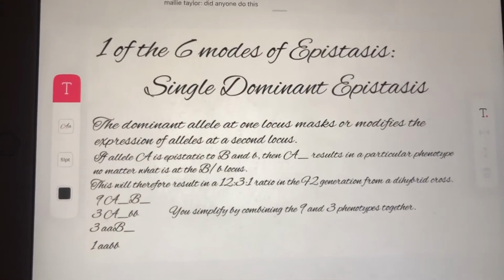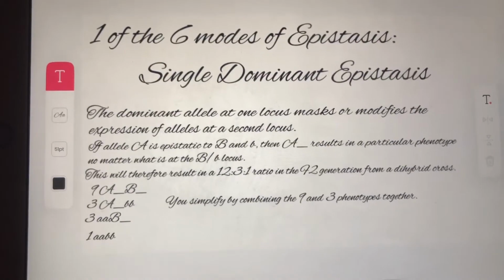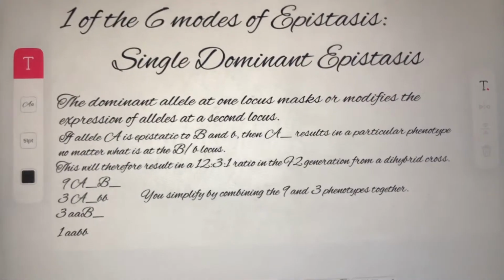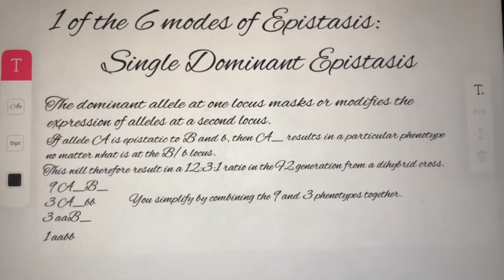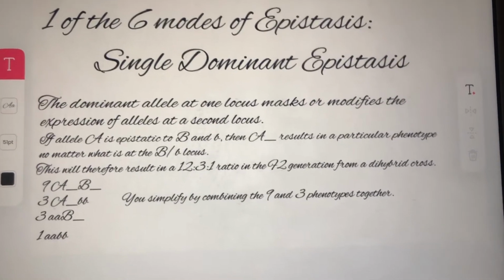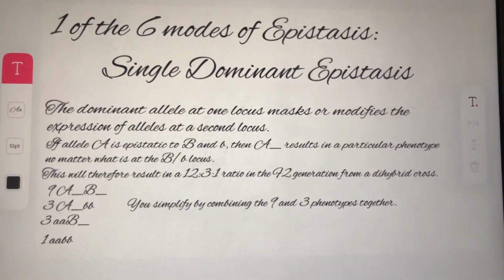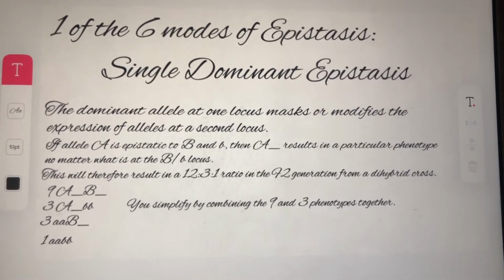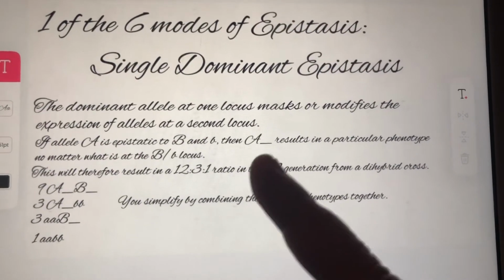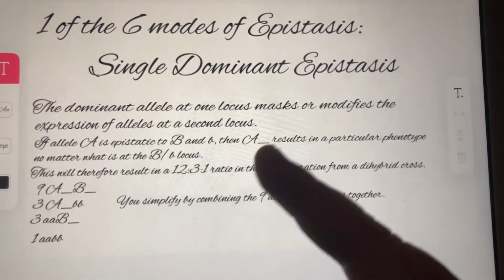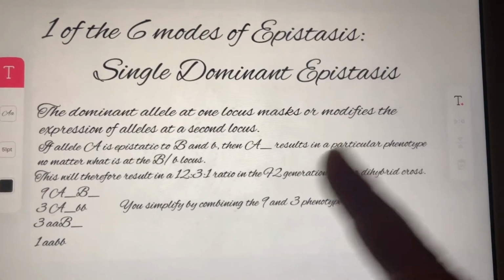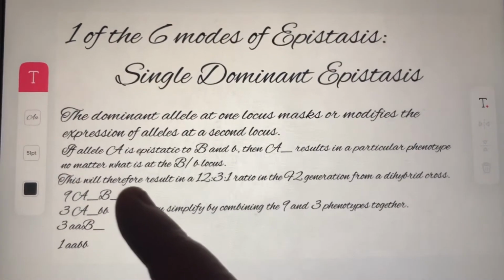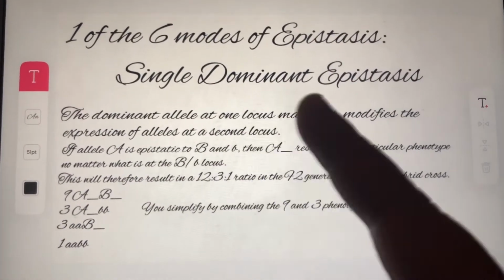One of the 6 modes of epistasis that I will cover is single dominant epistasis. The dominant allele at one locus masks or modifies the expression of alleles at a second locus. If dominant A is epistatic to dominant B and recessive B, then dominant A with a blank, which can be filled with another dominant A or recessive A, results in a particular phenotype no matter what is at the dominant B or recessive B locus.